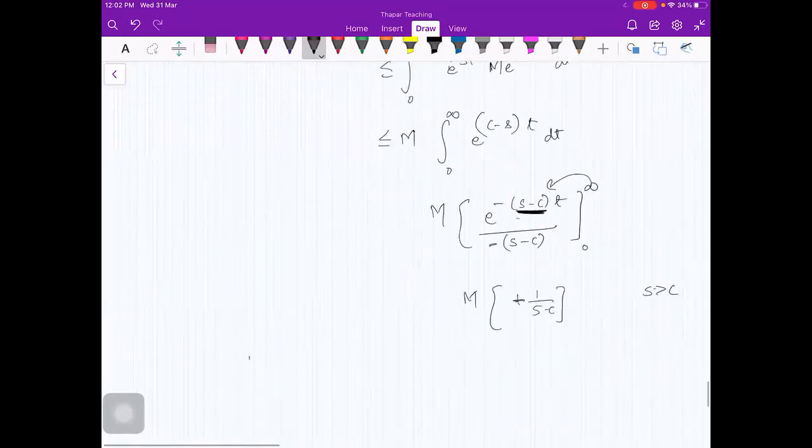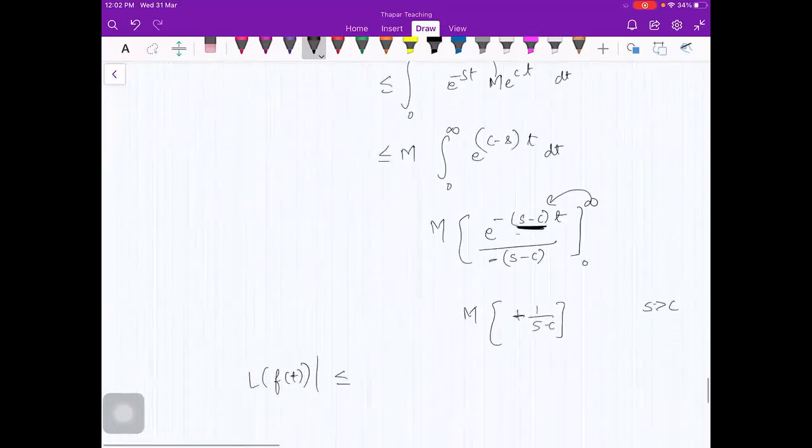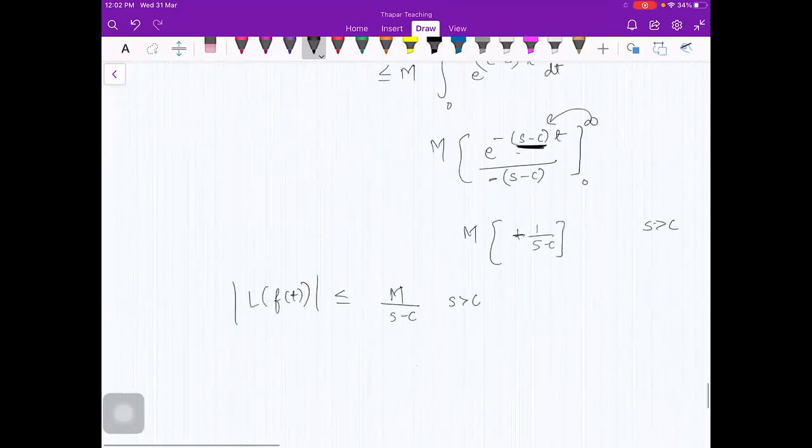So you get that |L of f of t| is less than or equal to M upon s minus c for s greater than c. It means that this is finite for s greater than c. Therefore, L of f of t exists for s greater than c. Okay, so you got that.